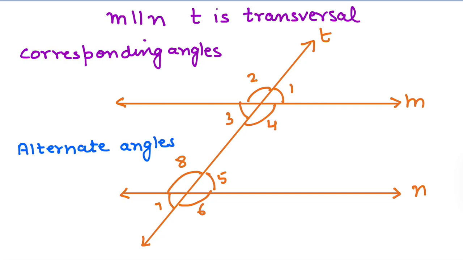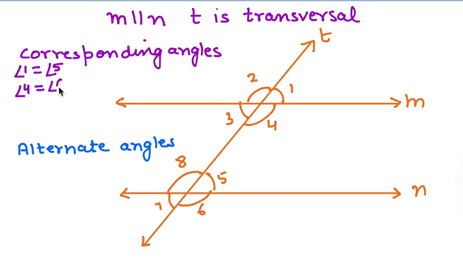So the first property is about corresponding angles, and corresponding angles are equal. Now what are corresponding angles? They are on the same side of the transversal, and if one angle is above line M, another angle will be above line N. So here a pair is angle 1 is equal to angle 5, right? 1 is above M and 5 is above N, and they both are on the right hand side. Similarly, you can guess another pair.